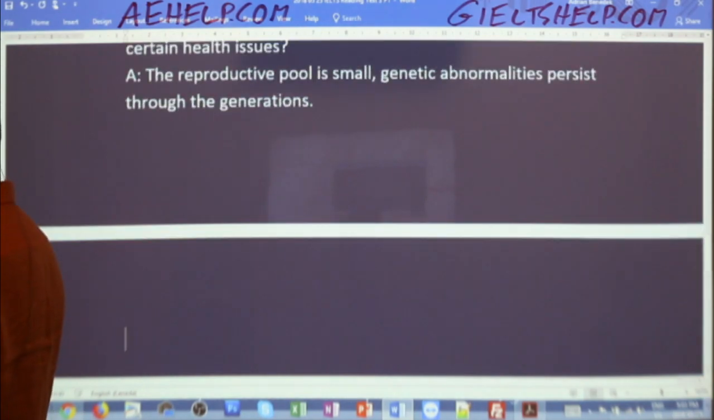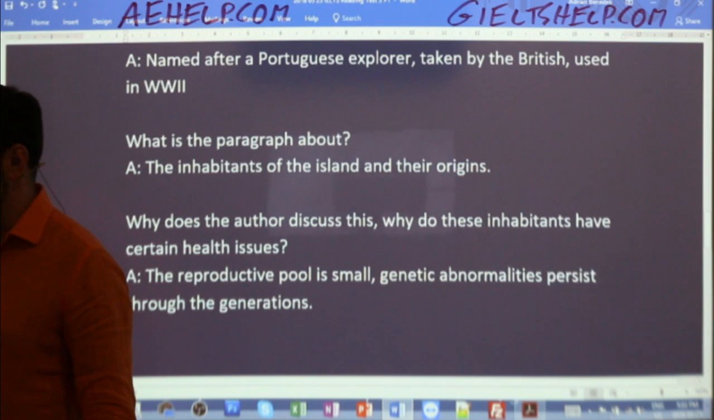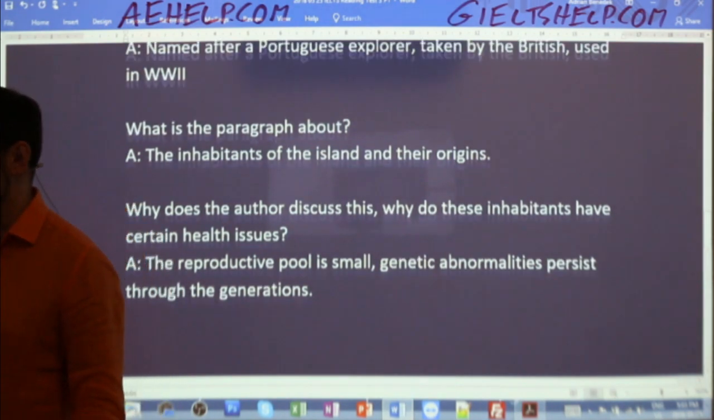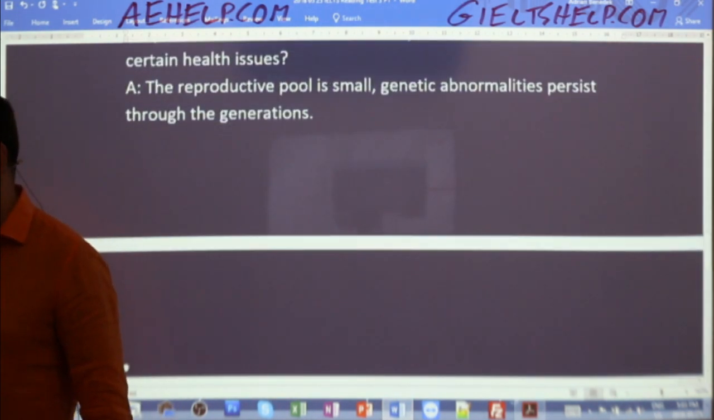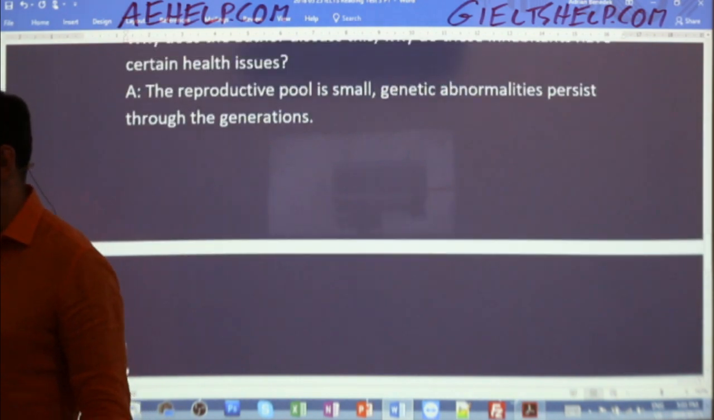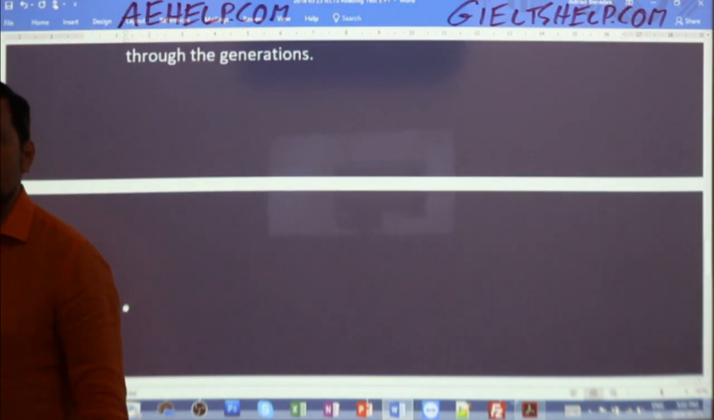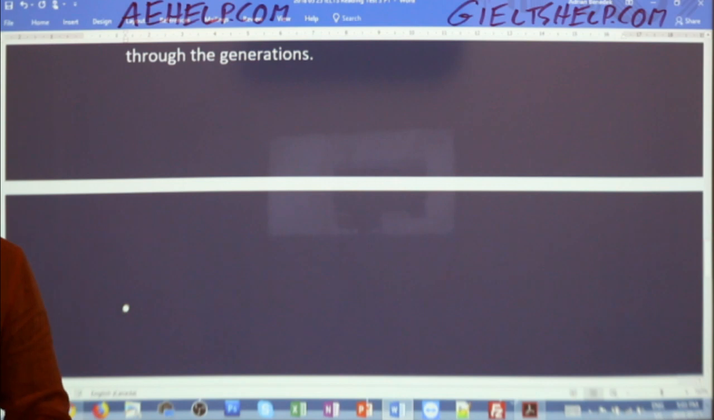So what's my next question? So we have the what? The inhabitants of the island and their origin. Why does the author discuss it? Because they have a small reproductive pool and genetic abnormalities persist through generations. So it's interesting for genetics.